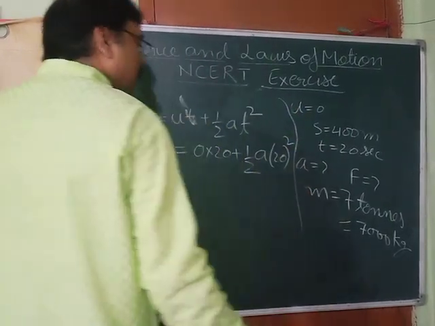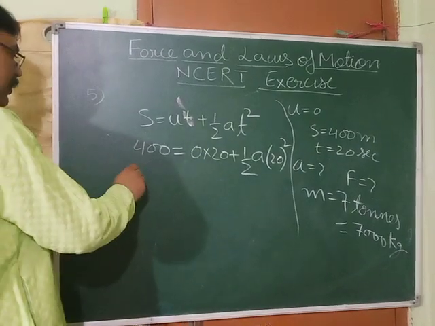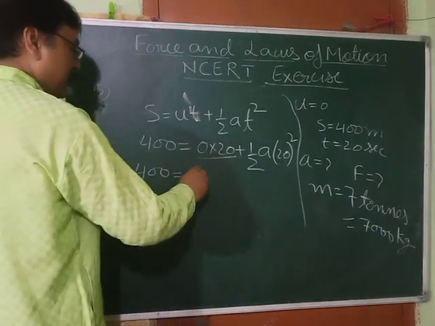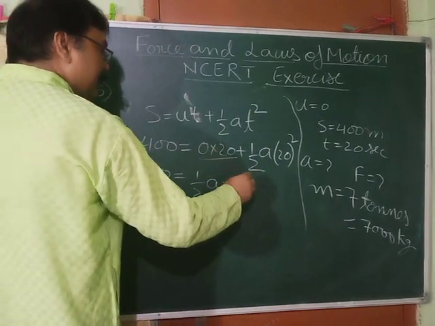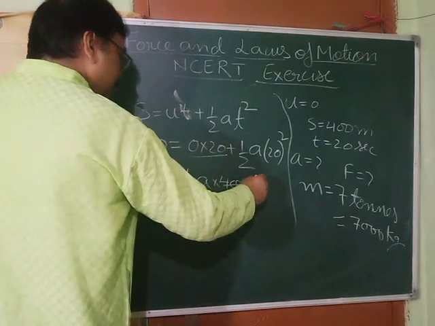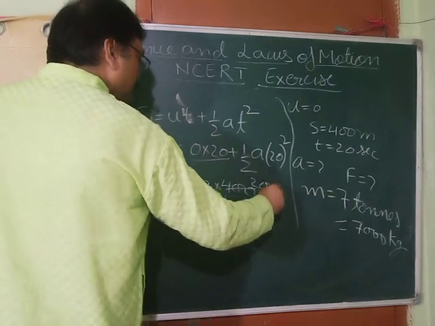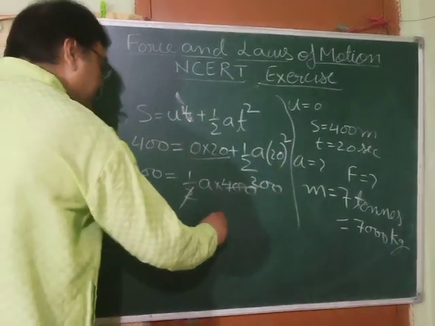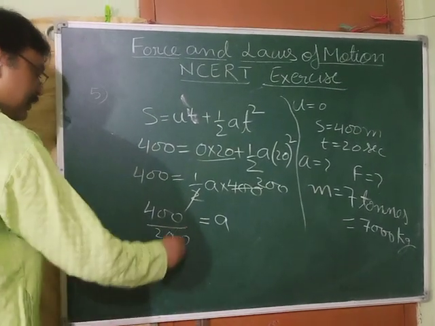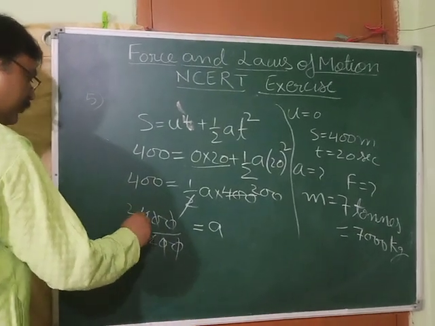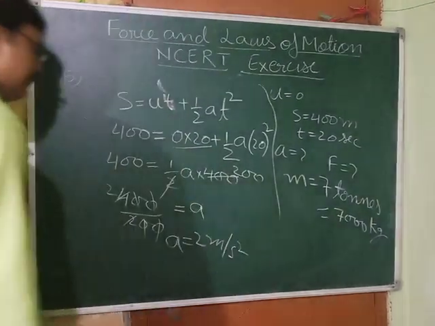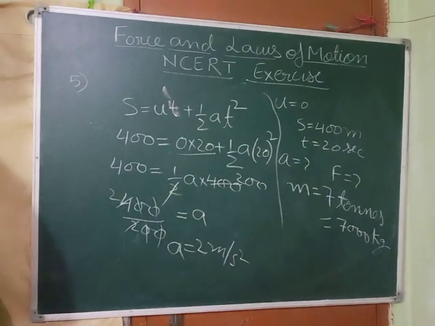Clear? Now see, this is 400. This part will become 0. Here what will we get? Half A. 20 square is how much? 400. We can cancel this 2 with 400. What will we get? 200. Now A is how much? 400 upon 200. So what will we get? Zeros cancel out, 2 2s are 4. So A is how much? It is 2 meter per second square. Got the answer? Acceleration is 2 meter per second square.